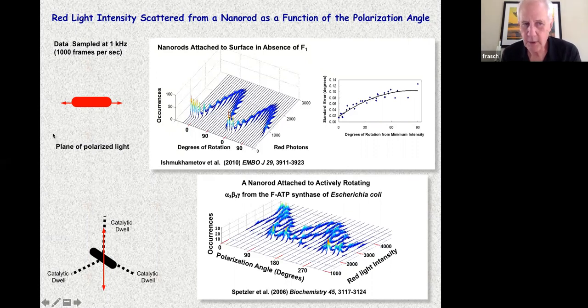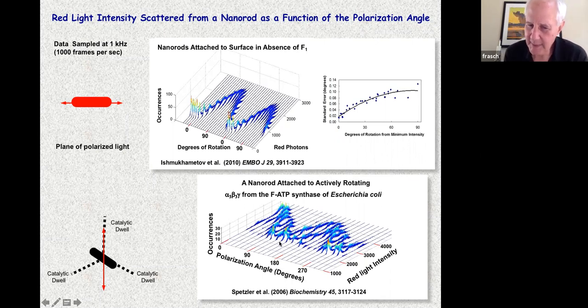And so since we're only acquiring our data at 1,000 frames a second, we're mostly collecting the information concerning where it is during the catalytic dwell. So instead of getting one sinusoidal curve, we're now getting 3 sinusoidal curves, and you can see the 3 right here, 1, 2, and 3.